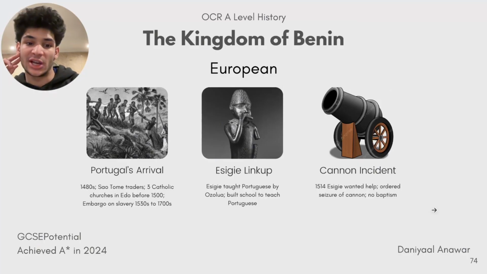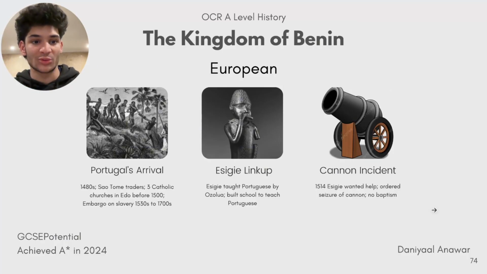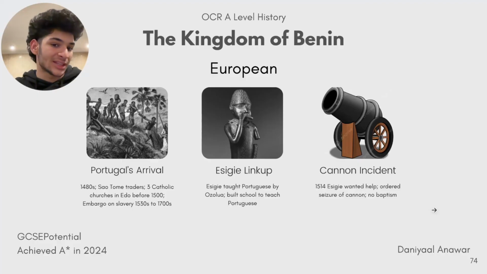So 3 Catholic churches were created in Edo before 1500. But there was an embargo on slavery from the 1530s to the 1700s. So for about 170 years, they just resisted Portugal, which was quite amazing. Yeah, that's the first point.